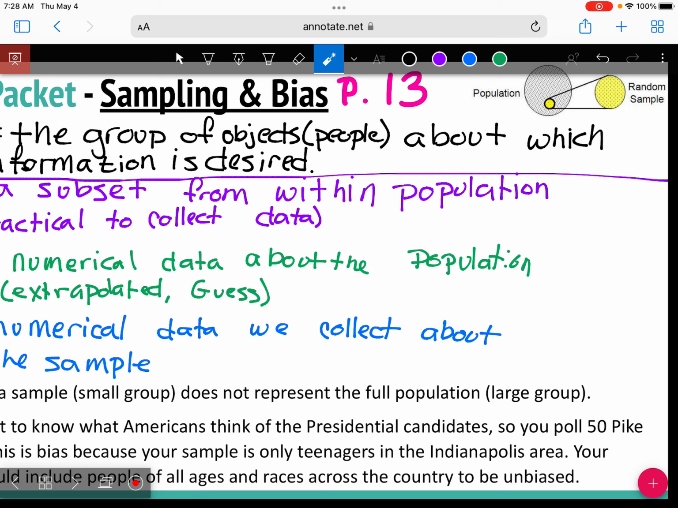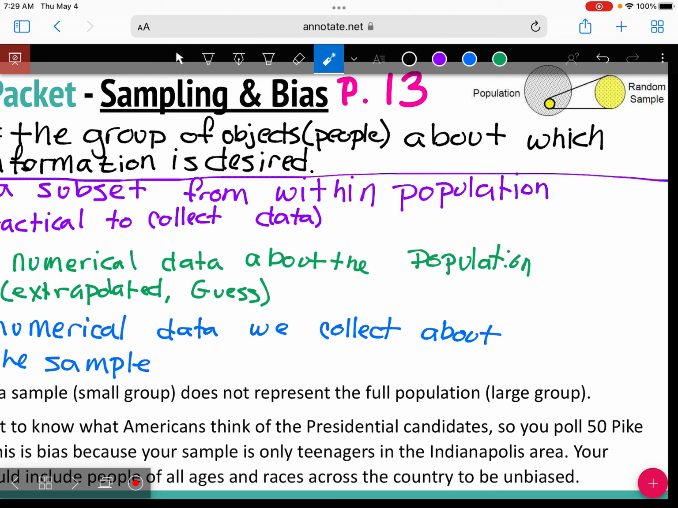So they have an example right here of a biased sample. You want to know what Americans think about presidential candidates. All Americans. You are doing a poll to go on the news. So you ask 50 kids at Pike High School. Are you a representative of all of America? No. That gives me an idea of what urban high schoolers in Indiana think, but not everybody in America. You do not represent farmers in Minnesota or people who live in New York.